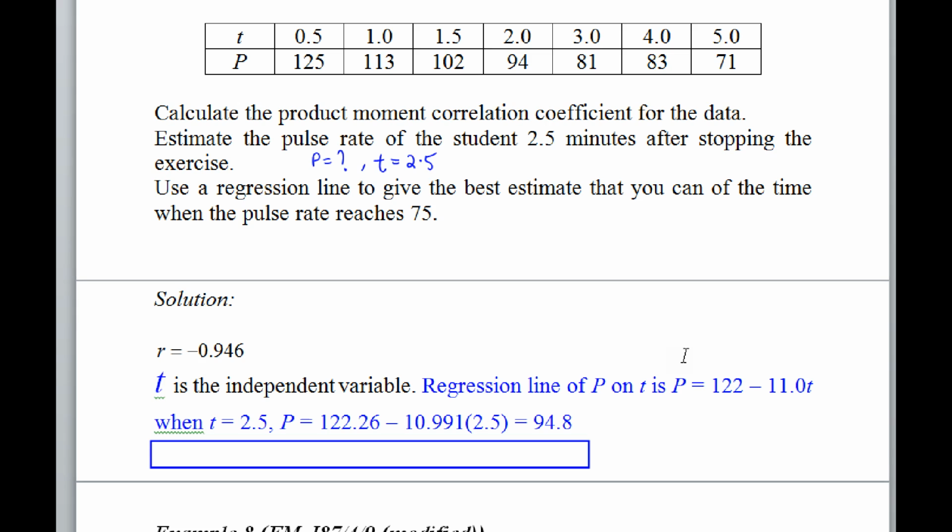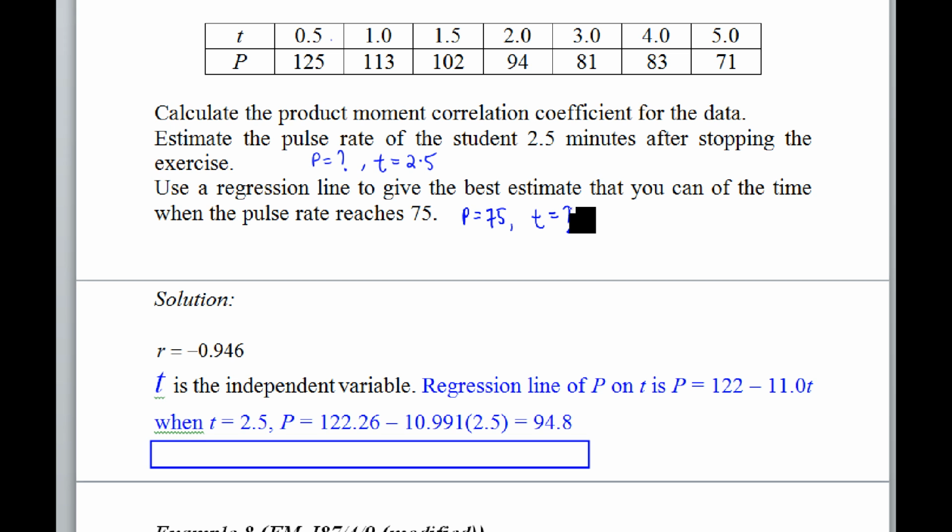Okay. Next, use a regression line to give the best estimate you can of the time when the pulse rate reaches 75. Which means you want to know, at P equals 75, what is the value of T? Can I ask a very quick question? Do you find another regression line? No. Very good. Because you have already identified that time is the independent variable. So surely time will affect P. So it doesn't make sense to find another regression line. You will use exactly the same regression line.